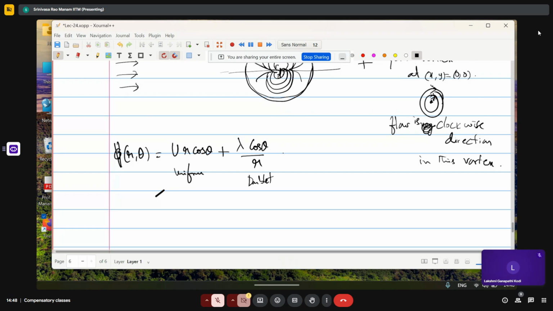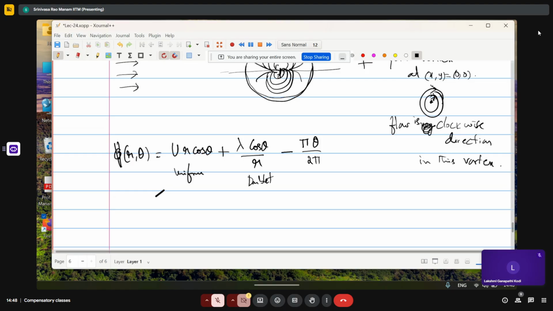So I want a negative thing, right? What is that negative that you want? Vortex flow. What is the negative vortex, with vorticity being negative? With circulation being negative. So that means minus gamma. I want minus gamma theta by 2 pi.